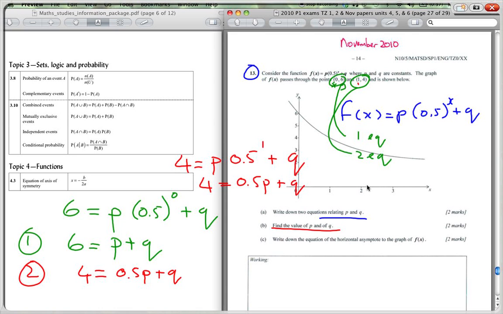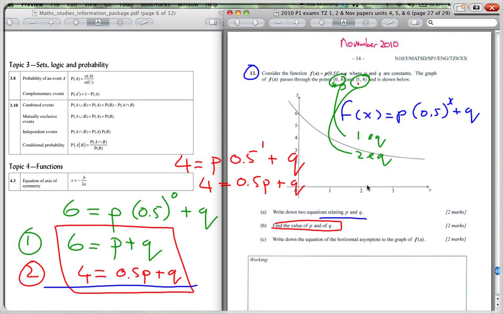Then it says find the value of p and q. So we're going to use these two equations over here and solve them simultaneously. What I can just do is subtract the one from the other without any further work on it, because I've got a q and I've got a q. When I subtract this whole equation, the q is going to cancel. So I'm going to get 6 minus 4, which is equal to 2. p minus 0.5p is equal to 0.5p.